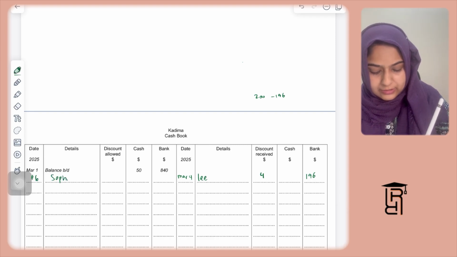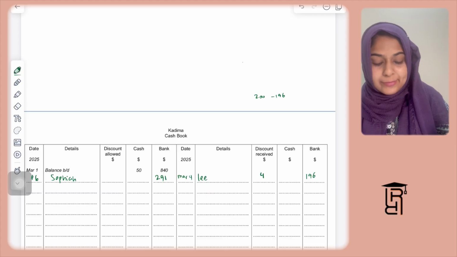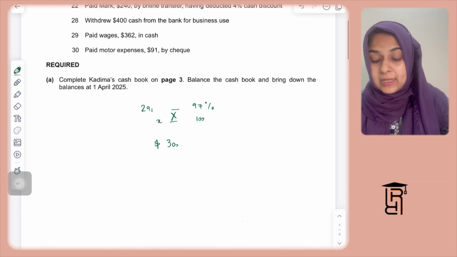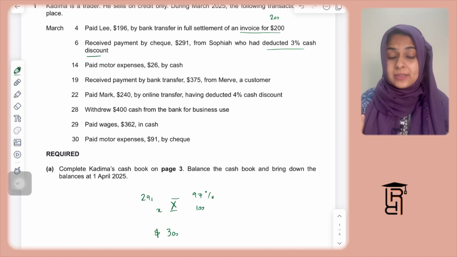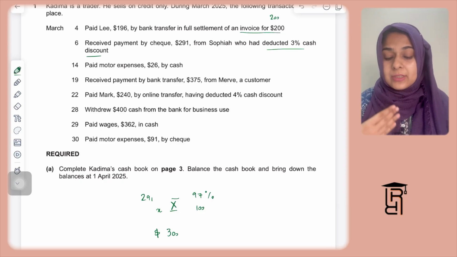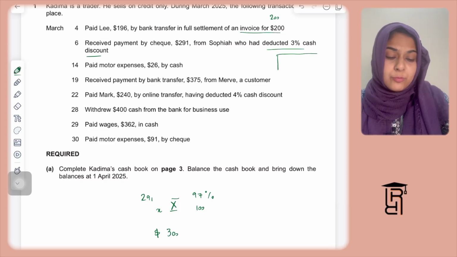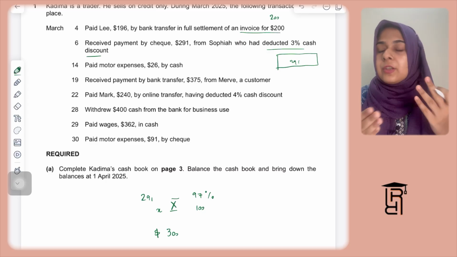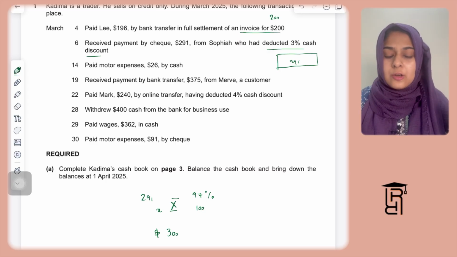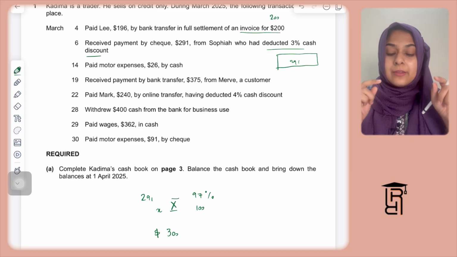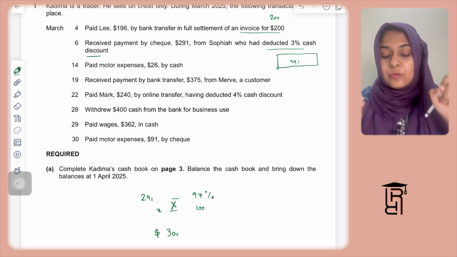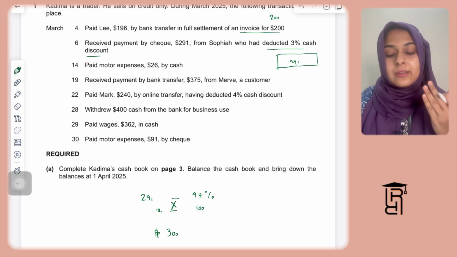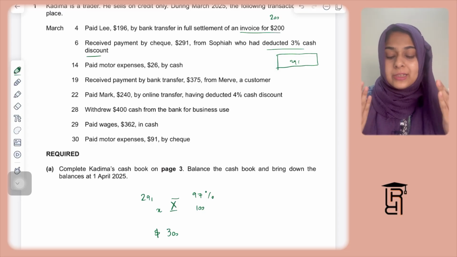I'm going to write here Sophia. I'm going to write here 291 in the bank column, and discount allowed is going to be $9, because she was supposed to pay us 300, but she gave us a check of $291. And you guys know this very well that on the check you wouldn't write the amount before discount. It's very logical that whenever we are giving a check to someone, or receiving a check from our customer, the customer will write the amount which is after cash discount. So I'm definitely sure that 291 is 97%.